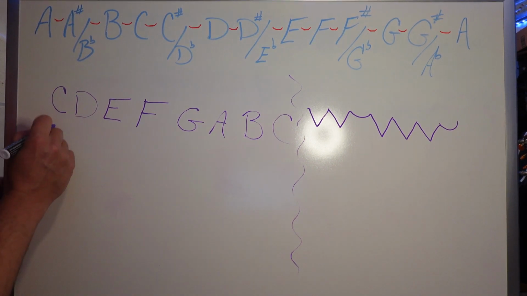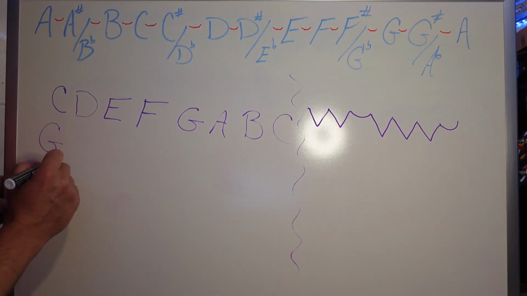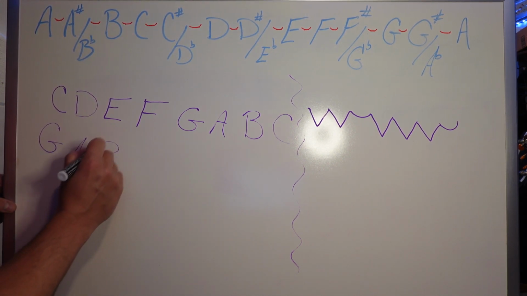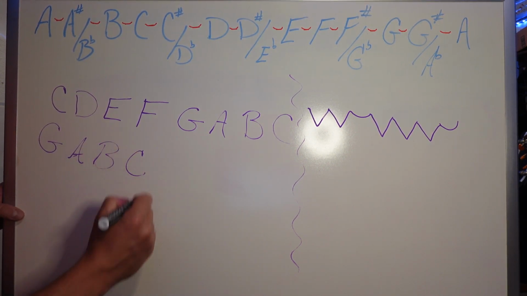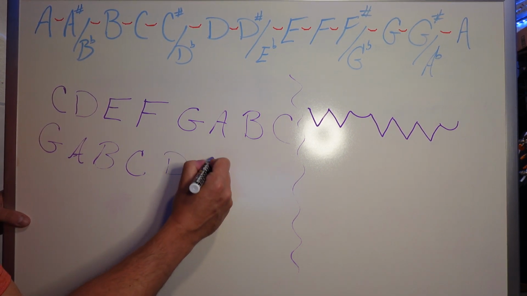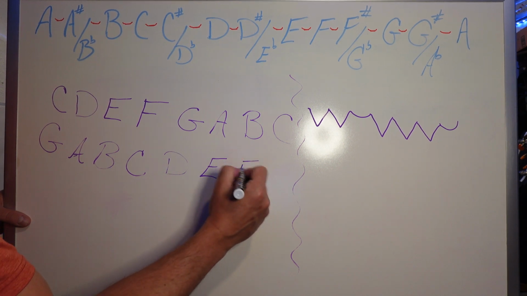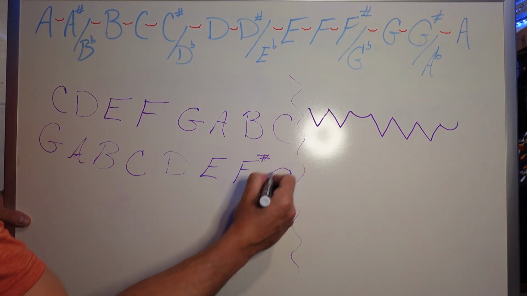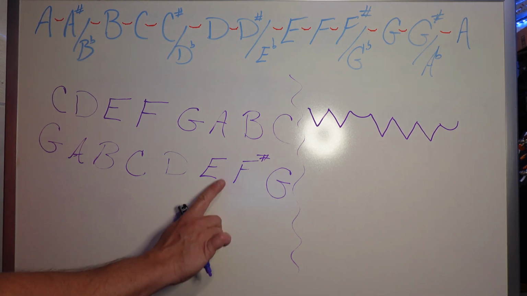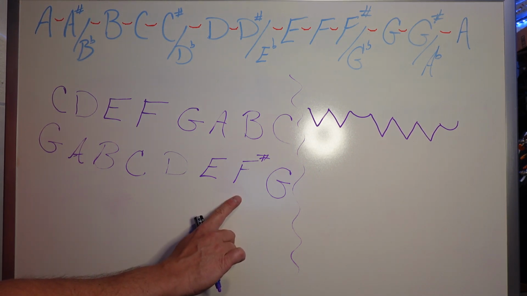A G major scale: G, up a whole step to A, up a whole step to B, up a half step to C, up a whole step to D, up a whole step to E, up a whole step to F sharp, and then up a half step to G. I must call this F sharp and not G flat because every major scale must be alphabetical.